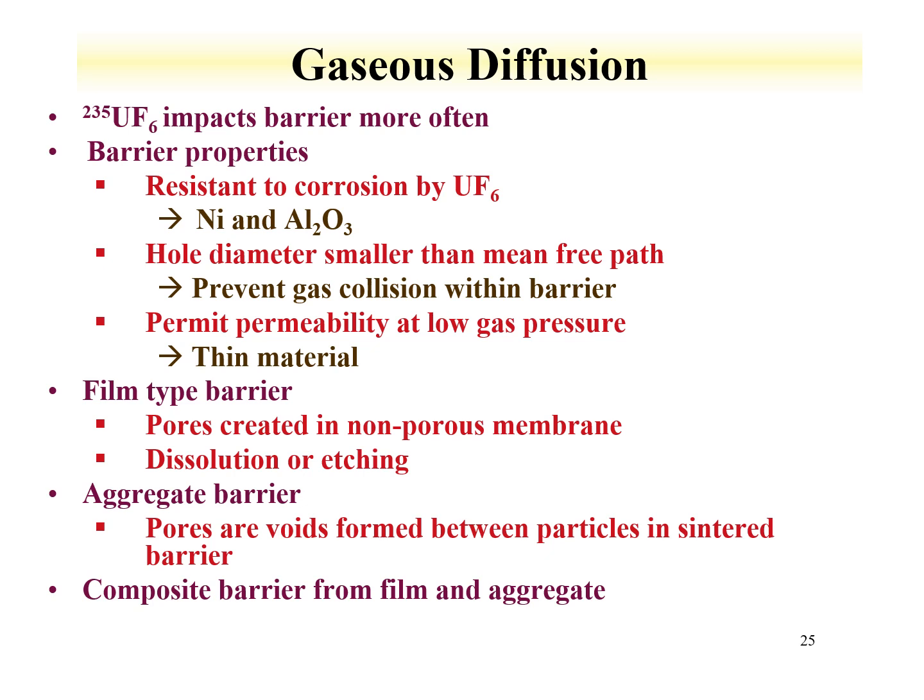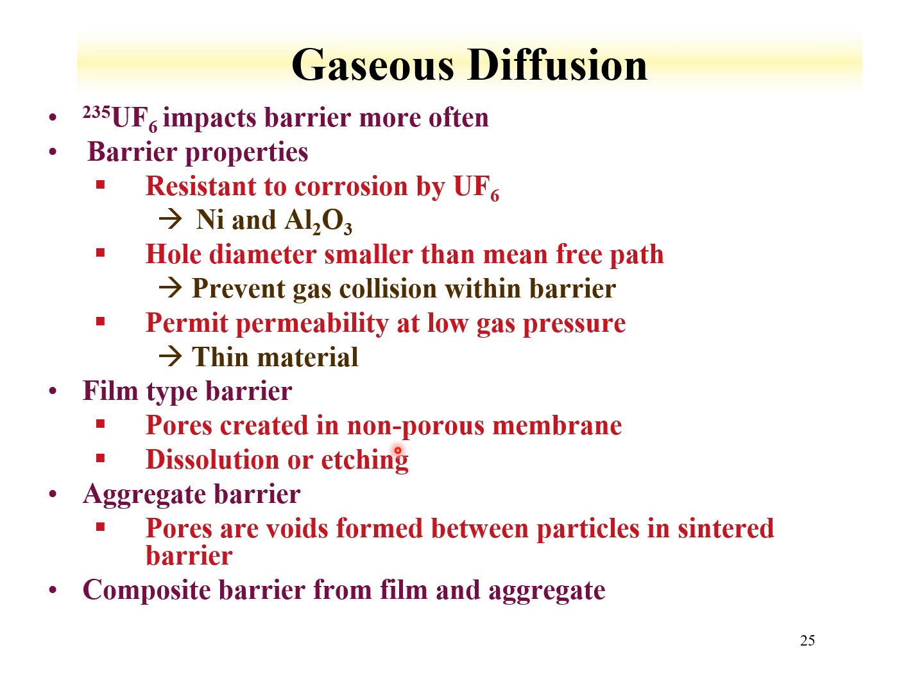The barrier properties, like what we'd mentioned earlier, need to be resistant to the hexafluoride. This includes the use of nickel or aluminum oxide. Also some engineering parameters. The hole in the barrier, the diameter, needs to be smaller than the mean free path so that it prevents gas collision within the barriers so that the uranium wouldn't be diffusing back out. And it needs to permit permeability at low gas pressure, so you need very thin material.